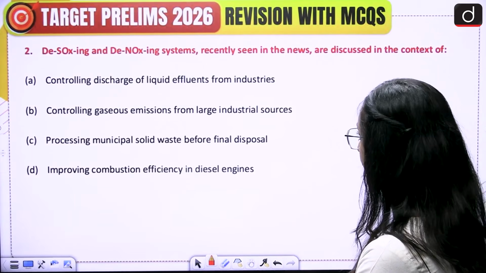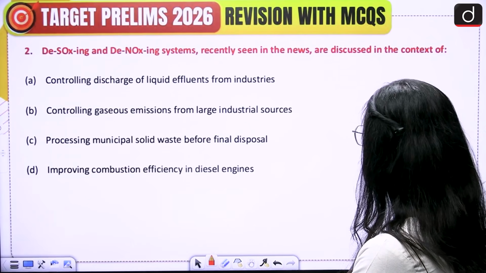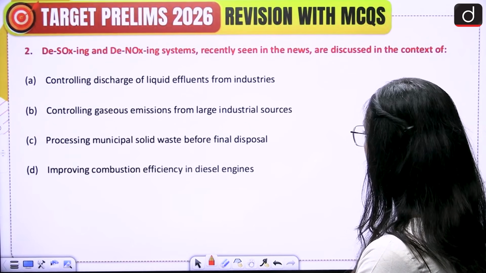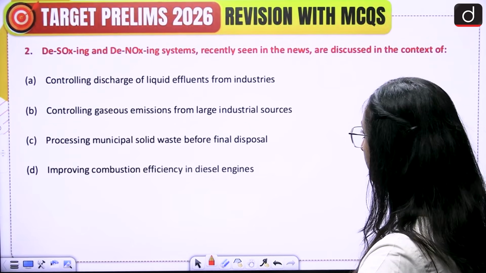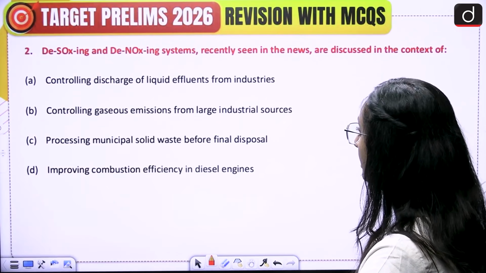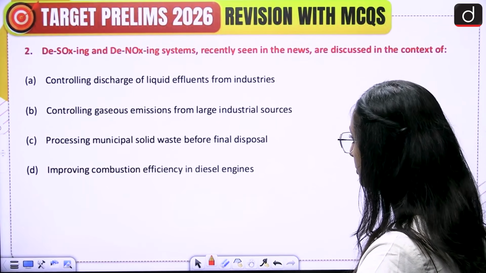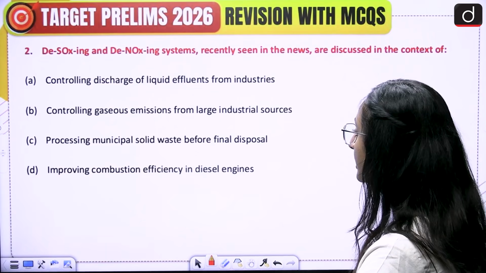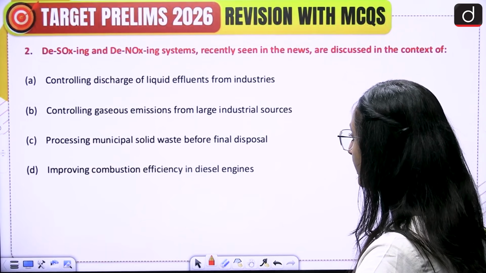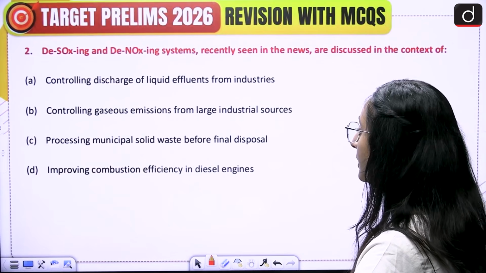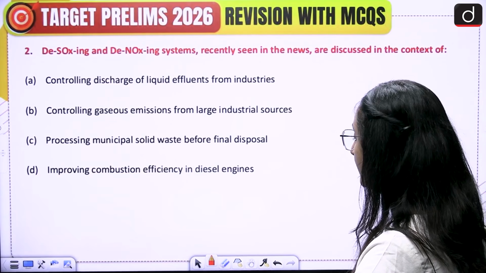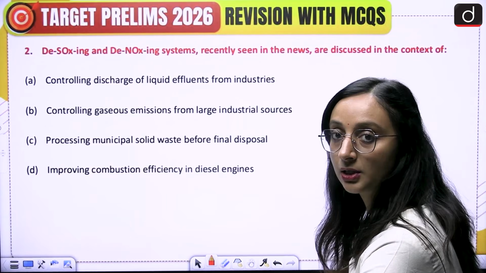De-SOx-ing and De-NOx-ing systems recently seen in the news are discussed in the context of: A. Controlling discharge of liquid effluents from industries. B. Controlling gaseous emissions from large industrial sources. C. Processing municipal solid waste before final disposal. Or D. Improving combustion efficiency in diesel engines. So please attempt this question first.